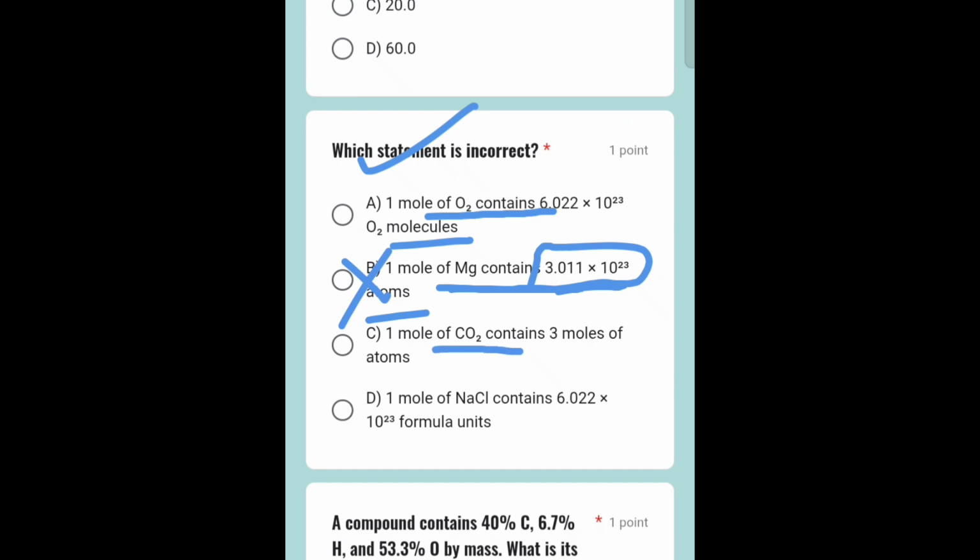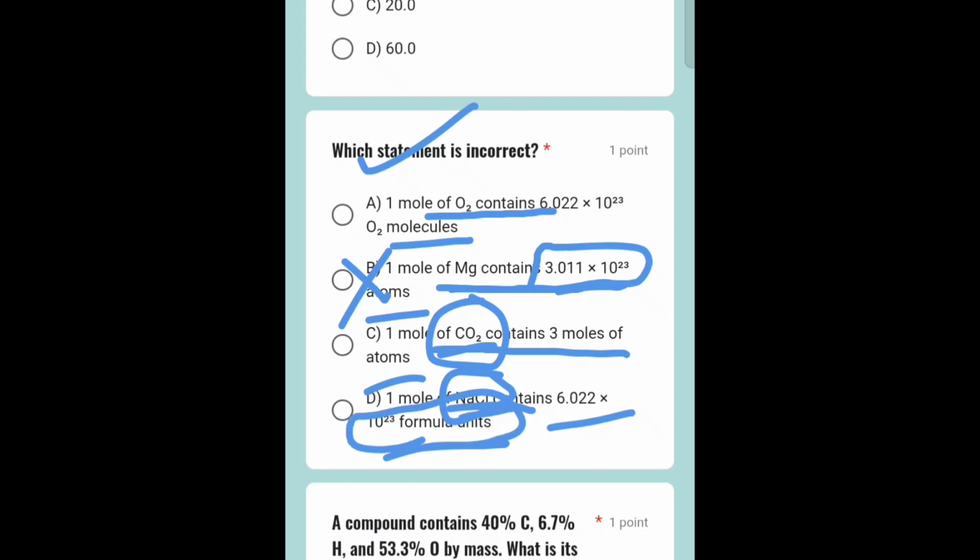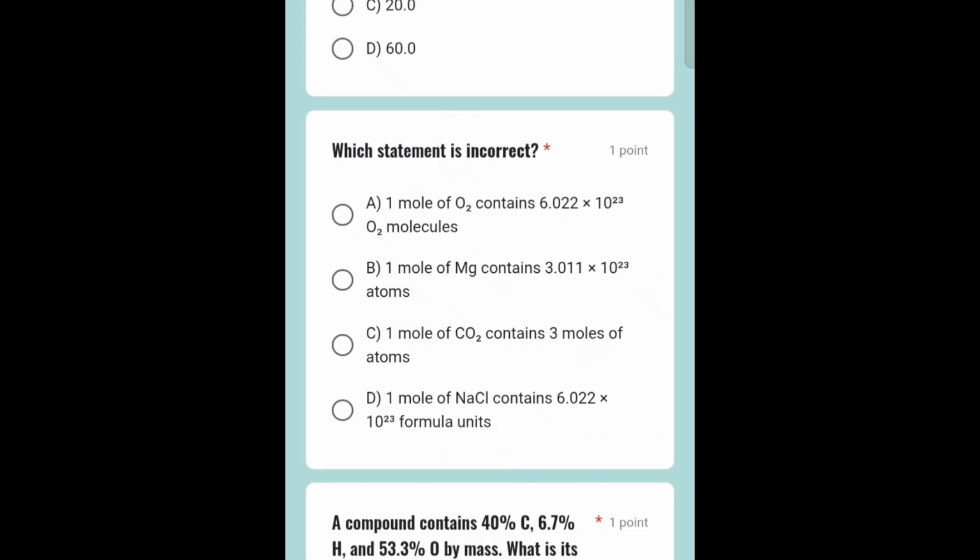Okay, 1 mole of CO2 contains 3 moles of atoms. Yes, you can see 3 atoms are present in CO2, 1 carbon and 2 oxygen. So it contains 3 moles of atoms. 1 mole of NaCl contains this formula unit. Yes, this is a formula unit. So it will contain formula units of NaCl. Okay, so B will be our answer.